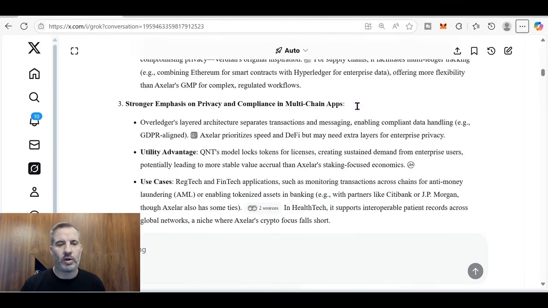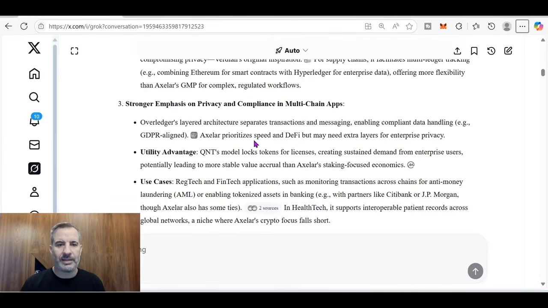The advantages of Quant include a stronger emphasis on privacy and compliance in multi-chain apps. You have to have compliance. If you want to deal with CBDCs, central bank digital currencies, money, and so on and so forth, you have to have compliance. AML compliance, KYC, all these things. It has to be secure, safe. These central banks and governments, everything has to be compliant. Quant offers that. So, Quant Overledger's layered architecture separates transactions and messaging, enabling compliant data handling.